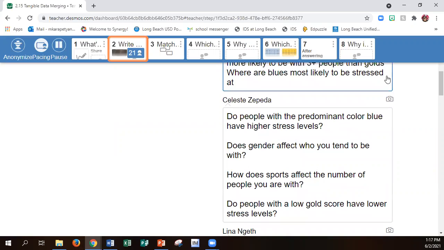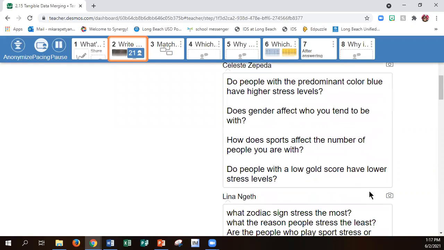You don't have to put the "at." You can literally just leave it there, Carter. I have to rephrase it as a... Yeah. Do people with predominant color blue have higher stress levels?